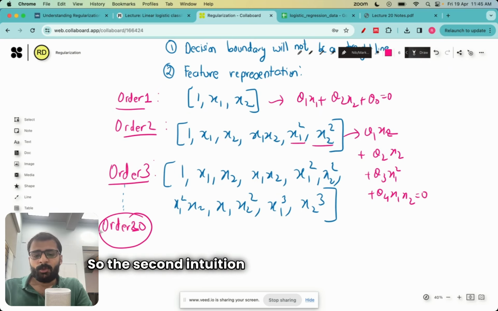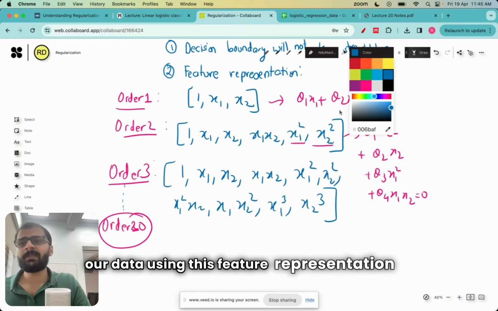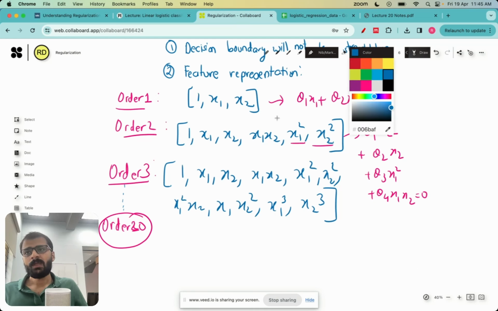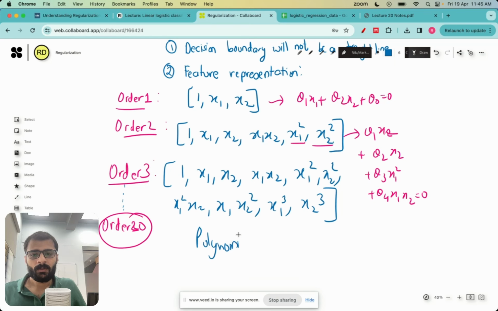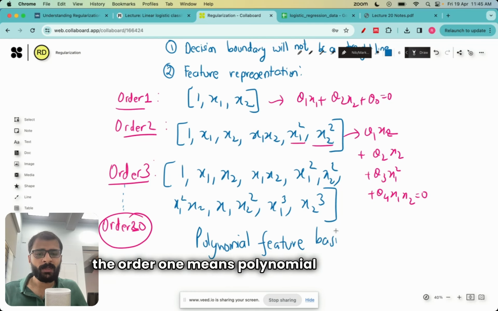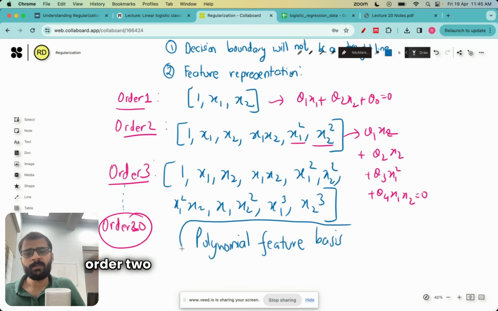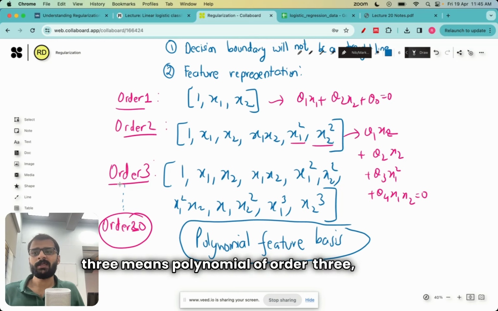So the second intuition we have with respect to this data set is we definitely need to transform our data using this feature representation trick. And these types of bases are also called polynomial feature basis, where order 1 means polynomial of order 1, order 2 means polynomial of order 2, order 3 means polynomial of order 3, etc.